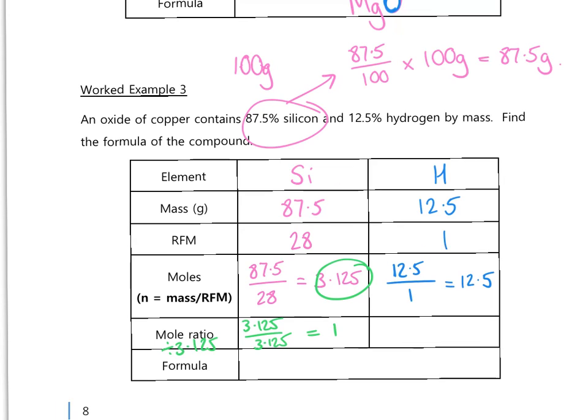For hydrogen, I'm doing 12.5 divided by 3.125. Put that into your calculator and you get a mole ratio of 4. So that tells us that in our formula, the silicon to hydrogen ratio is 1 to 4. So my formula is SiH4.